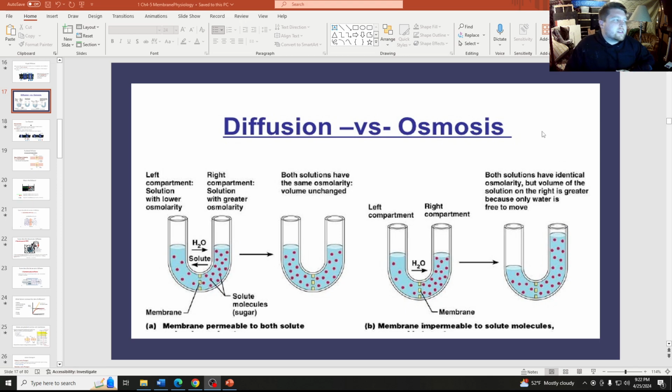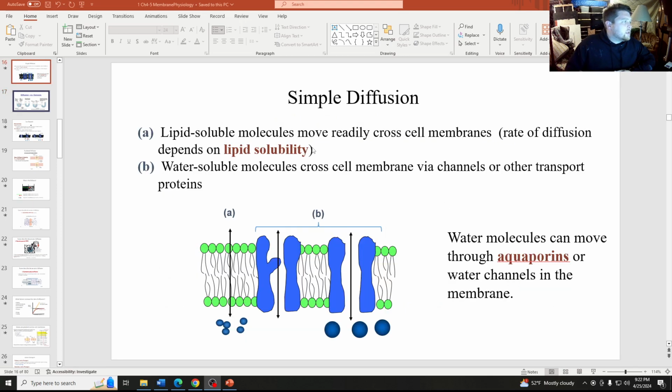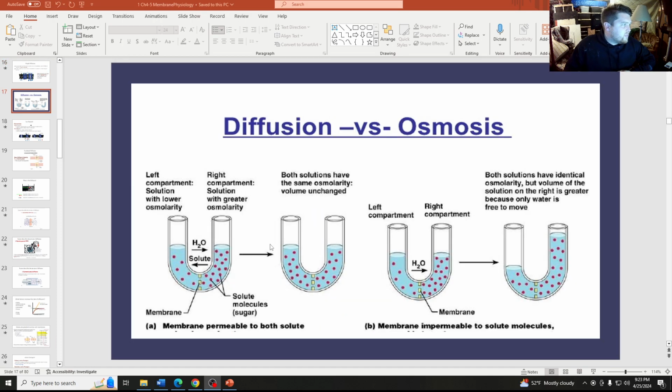Okay, so that's osmosis. Now, talking about diffusion. Diffusion itself is, rather than the water moving, the stuff moves. Okay, the solutes.